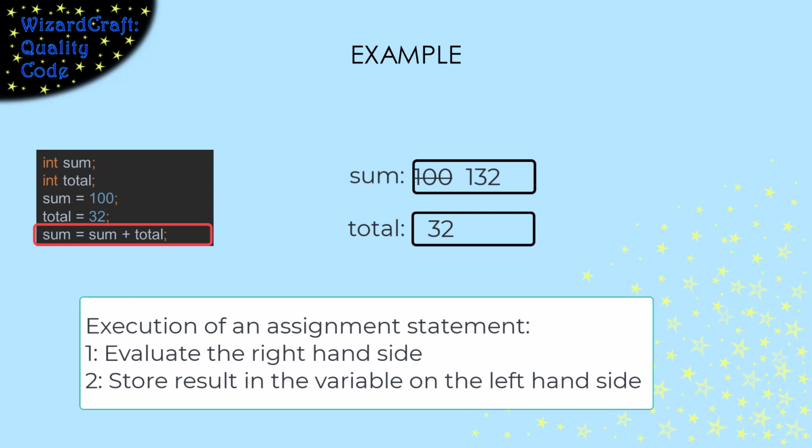Now that last statement shows why you don't want to read the equals sign as equals. If you thought of it as a comparison, your brain would break. Remember, it's an action. Evaluate the right-hand side and store the result in the variable at the left-hand side.